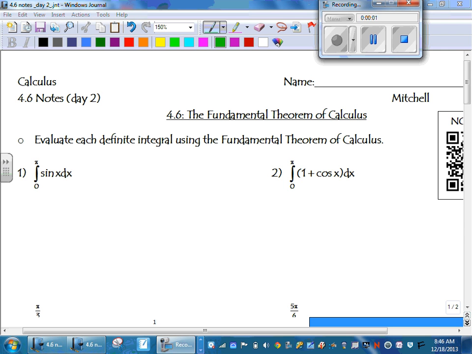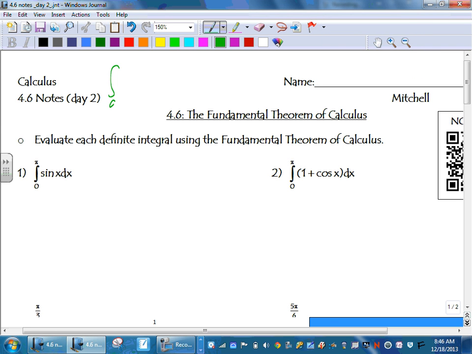So first thing we need to remember is the fundamental theorem of calculus we talked about yesterday. If we take the definite integral from a to b of little f of x dx, we get the antiderivative of f of x, which we represent with the capital F, and then we evaluate that from a to b, which means that we have to do antiderivative of f of b minus the antiderivative of f of a.